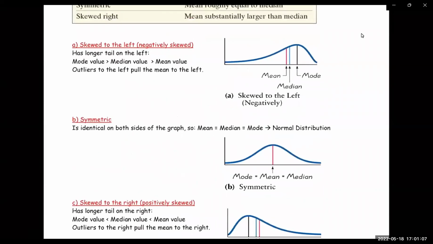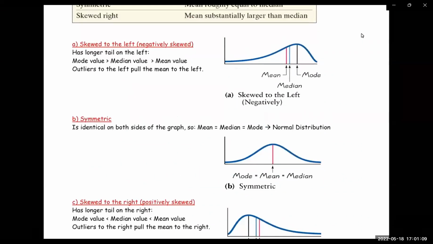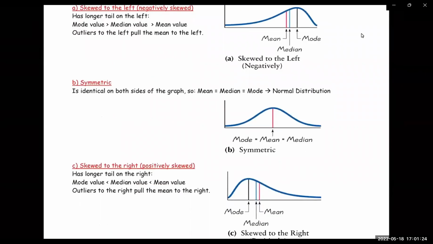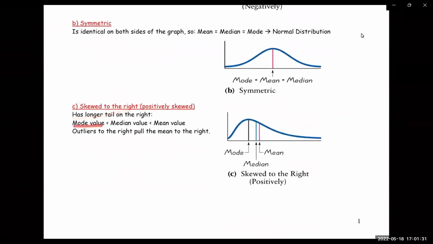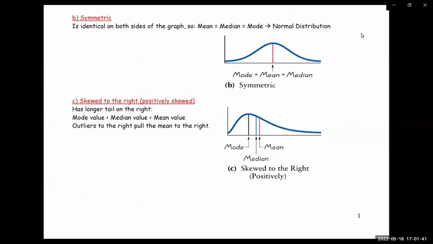All right. They give you some characteristics of the skewed left distribution. It has a longer tail on the left. The mode is bigger than the median, which is bigger than the mean. So the mode is the largest, then the median, and then the mean is the smallest. For symmetric, they're all approximately equal, right in the middle. And skewed right, the mode is the smallest, the median is in the middle, and the mean is the largest. So mode, median, mean.